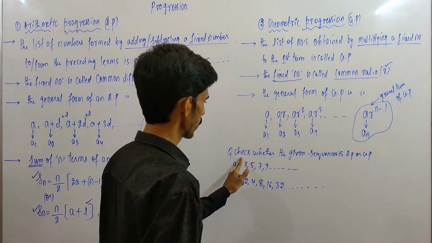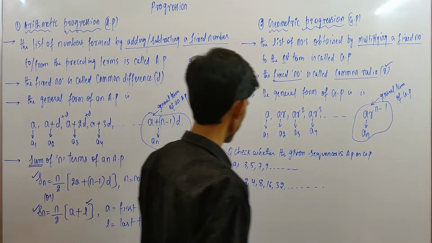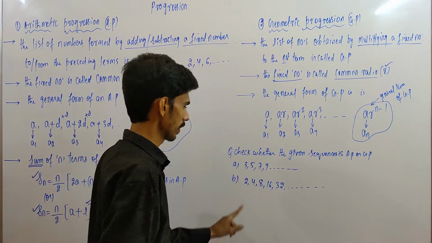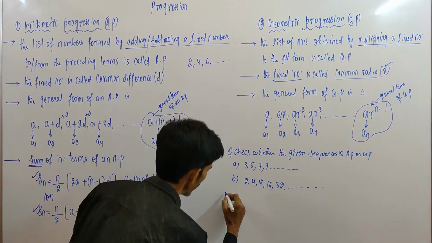Here we have been given a question: check whether the given sequences are AP or GP. In part A we have 3, 5, 7, 9 and so on. The next, part B, is 2, 4, 8, 16, 32. Let us check part A.